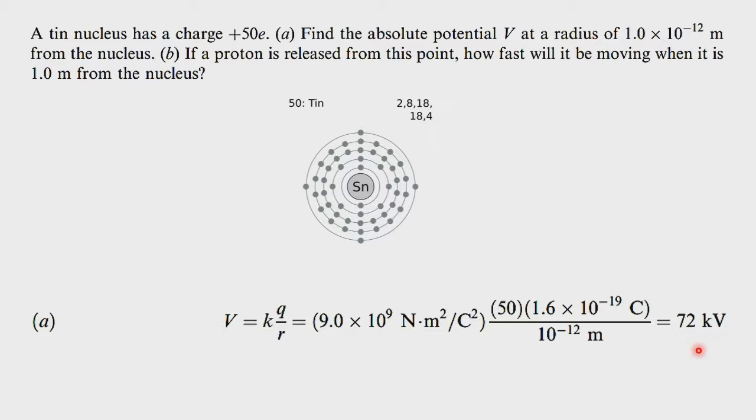So that is the value for the absolute potential V if it is placed at a radius of 1 times 10 to the minus 12 meter from the nucleus. So they are very close to each other because the radius is very small. Now for our letter B.